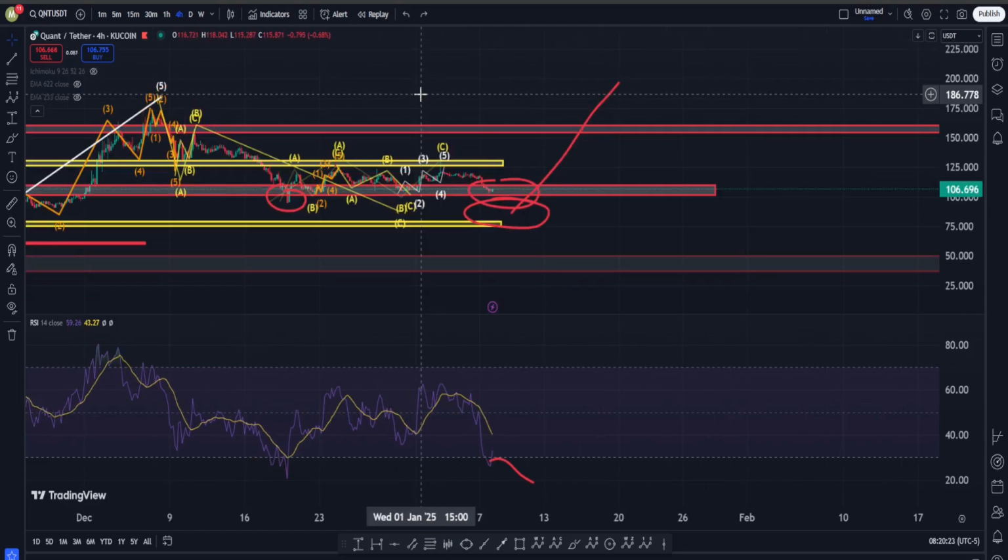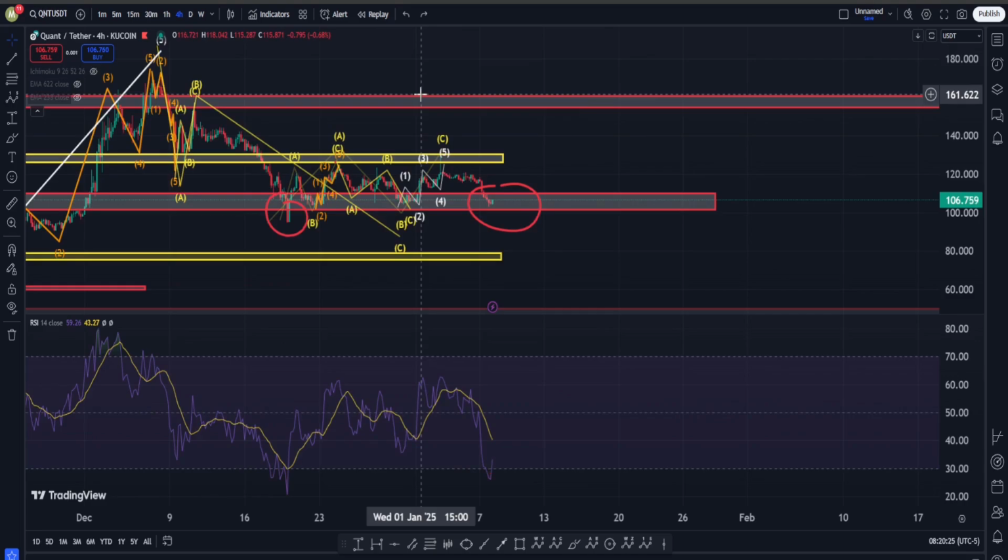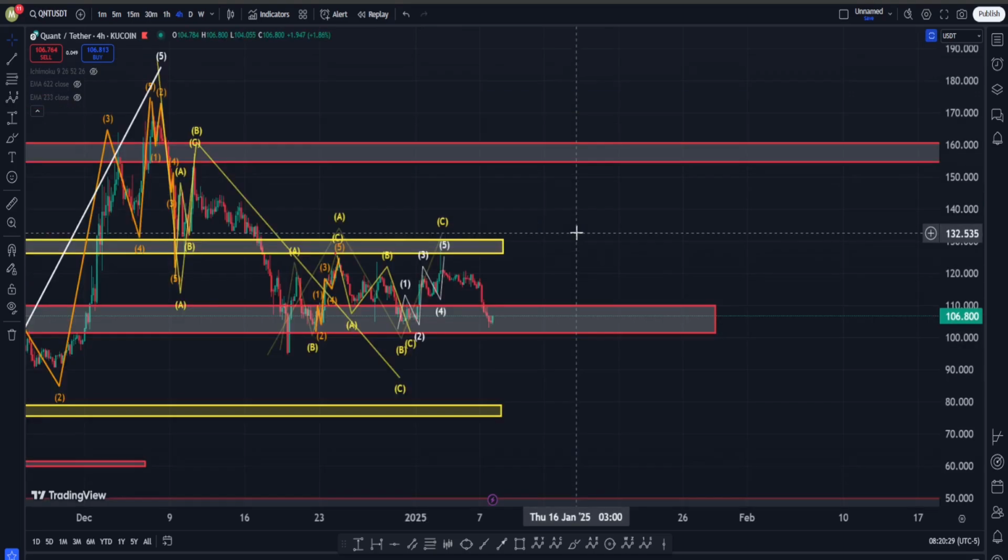So overall, in QNT, I am 1000% bullish. And if we get a move down, that is not going to be a bad sign. And I hope you understood why. So I hope I explained everything well and you understood what is going on in QNT's chart.